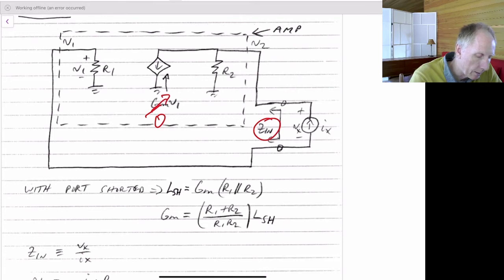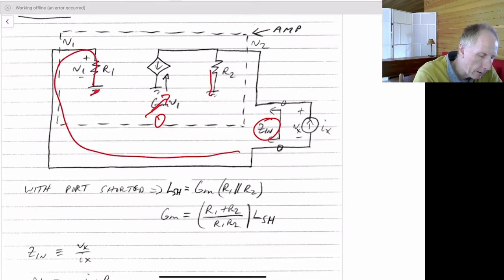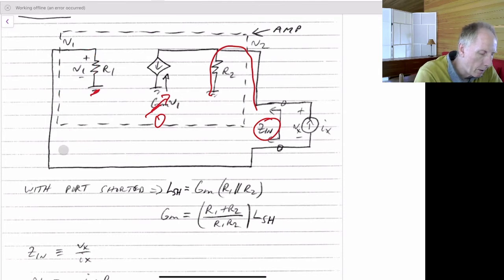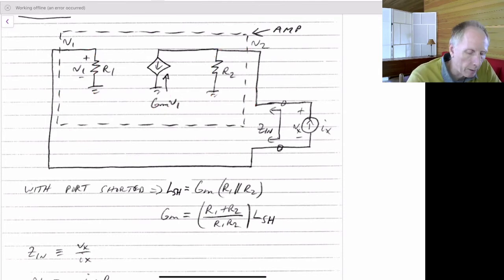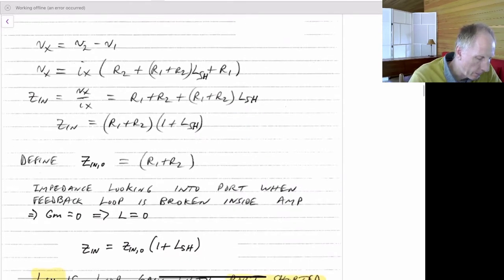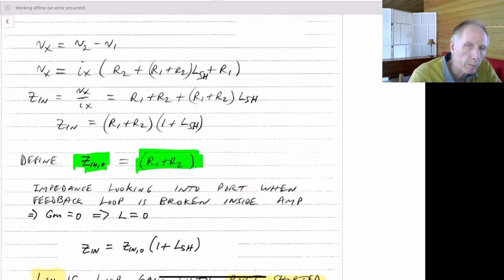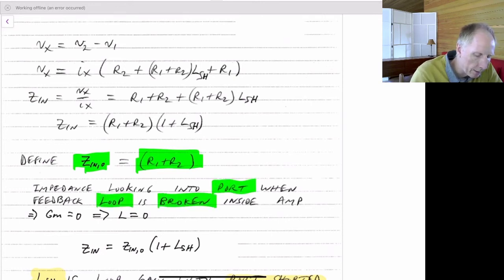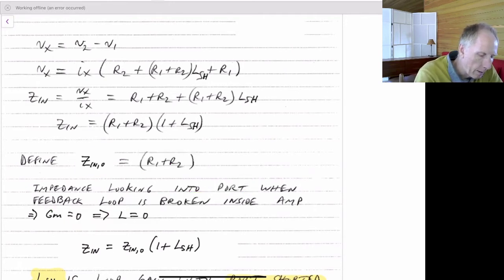In this case, we'll actually see R1 going to ground and then in series with R2. So in this case, the way the port is, because the port's in series, we'll actually have that Zin, comma 0 is now equal to R1 plus R2. So it's the impedance looking into the port when the feedback loop again is broken inside. So GM is equal to 0, which means L is equal to 0. Now because Zin naught is equal to this, we see this occurring right at this location. So we see R1 plus R2 occurring here.